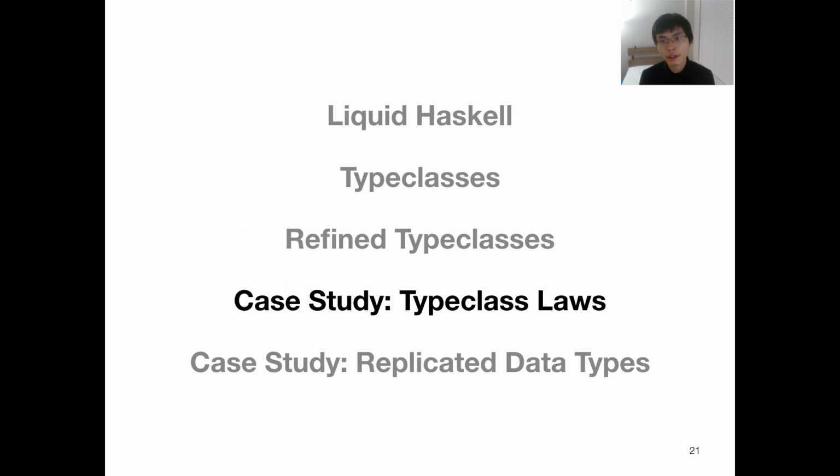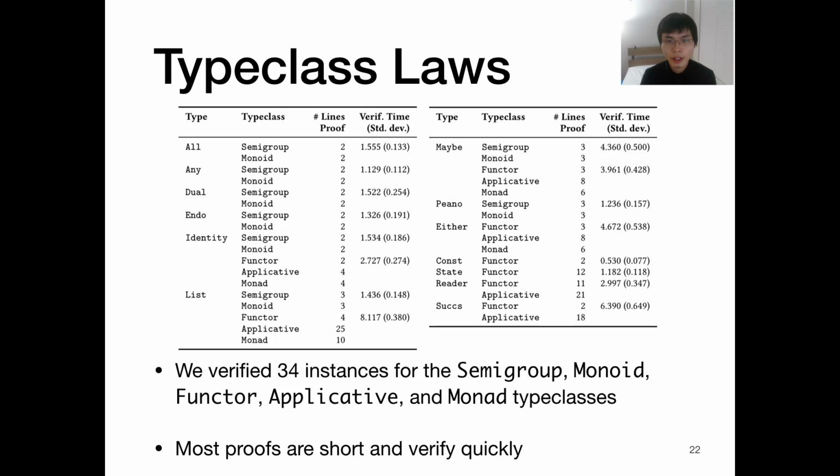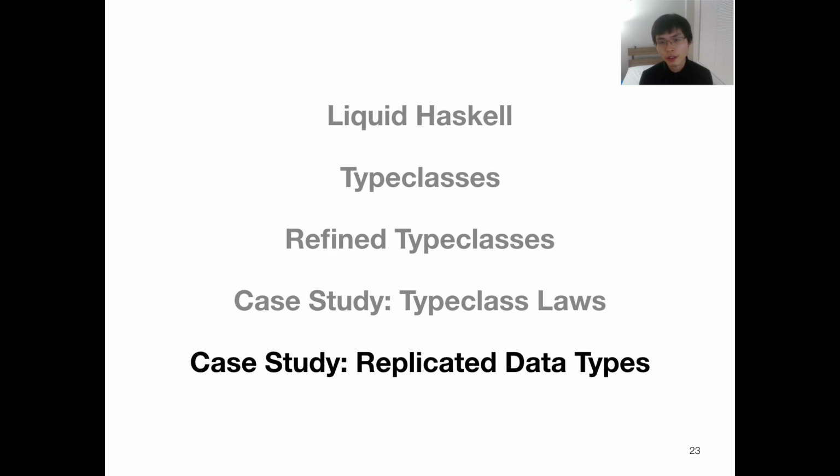To evaluate our extension to Liquid Haskell, we conducted 2 case studies. In this case study, we verified the class laws of 34 instances. As we can see from the table, we verified the most commonly used type classes in Haskell. Thanks to the automation offered by Liquid Haskell, the length of the proofs and the verification time are both reasonably short. Next, I'll let James talk about the case study of replicated data types.